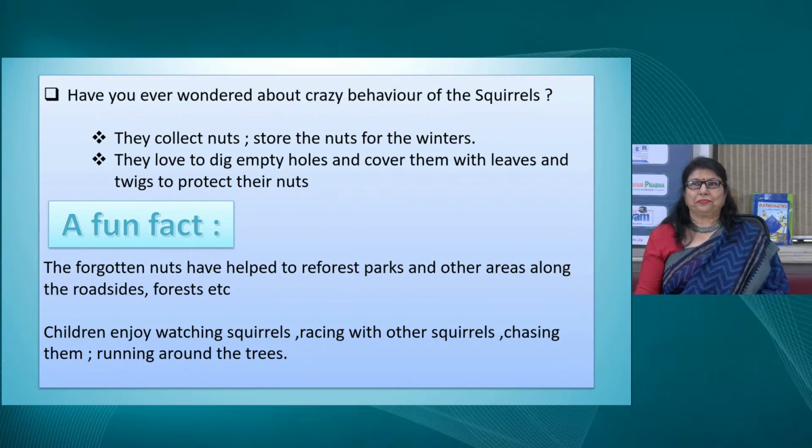And here, ma'am, in the presentation also we can see a fun fact. So I would like to ask you, the squirrel is very chirpy. She likes running here and there and doesn't take a breath too easily. So what is the reason behind this crazy, funny behavior of the squirrel? Squirrel is a crazy creature.